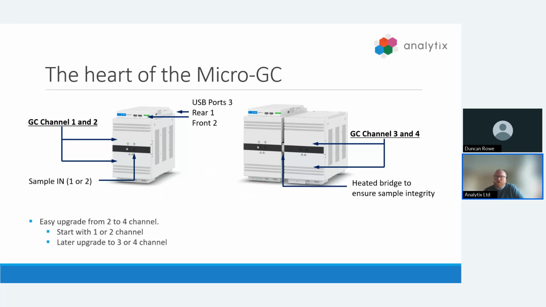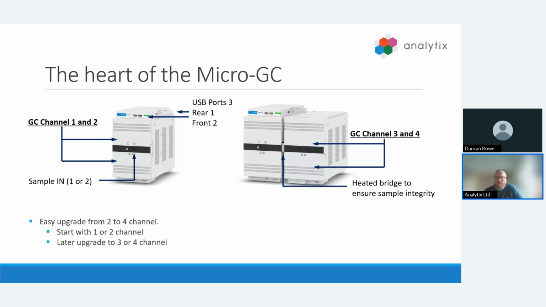So as I mentioned, the micro GC can house between 1 to 4 channels, and these are really at the heart of the system itself. And you would have 1 or 4 channels depending on what your application needs are. So each chassis houses 2 channels. So you can see a single chassis on the left, which can house your 1 or 2 channels. And then for 3 or 4 channel systems, you would have 2 chassis connected by a heated bridge to ensure sample integrity.